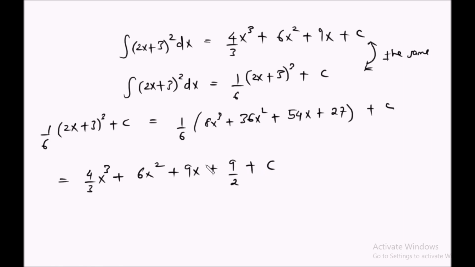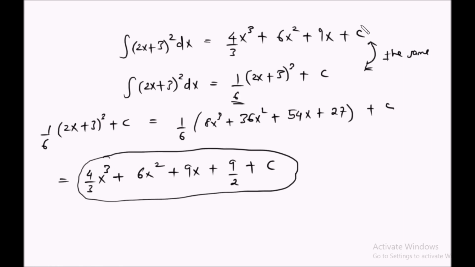Okay, so angalia hii sasa, si ndio hii hapa, ifananishe na hii. Okay, so 4 over 3 x cube huyu hapa, 6x square huyu hapa, 9x huyu hapa. Najua utasema 9 over 2 yuko wapi? Don't worry, huyu 9 over 2 ni constant. Kwa hiyo huyu 9 over 2 yupo, ila amejificha ndani ya nini? Ndani ya hii c. Okay, kwa hiyo uwepo wa 9 over 2 hapa haumaanishi kwamba hili jibu hapa ni tofauti na hili. Haya majibu mawili bado ni nini? Ni sawa. Ni kwamba huyu 9 over 2 amejificha kwenye hii c hapa.